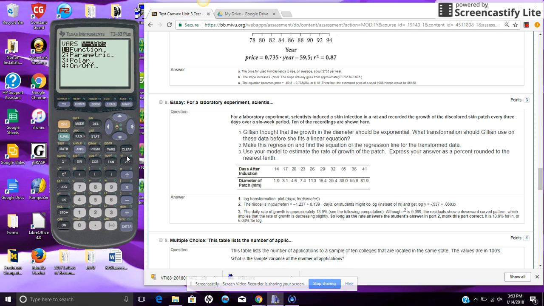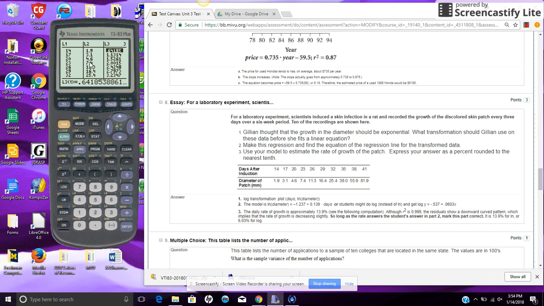Sorry, let's do that again. Stat, edit. And we need to go to L2. We can get to that by going second L. Oh, no, wait. I'm sorry. I just did this on my other calculator. I get it now. We're going to take the natural log of second L2. There we go. Closing parenthesis. All right. And we're going to hit enter. So L3 is the natural log of L2.